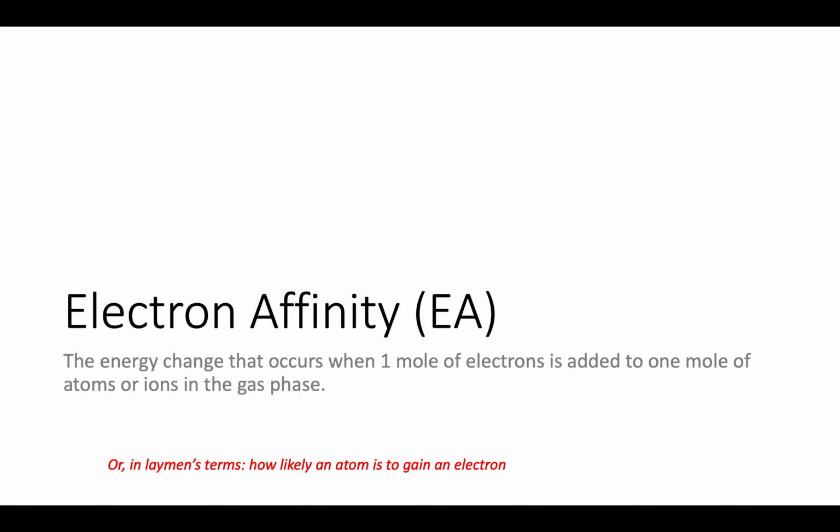The last tool is electron affinity, or EA, which is the energy change that occurs when 1 mole of electrons is added to 1 mole of atoms or ions in the gas phase. Or it tells us how likely an atom is to accept an electron. In this case, both the sign and magnitude of the EA can tell us how likely an atom or ion is to accept an electron.